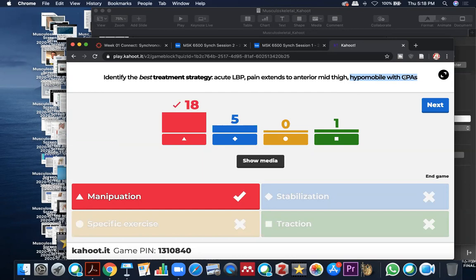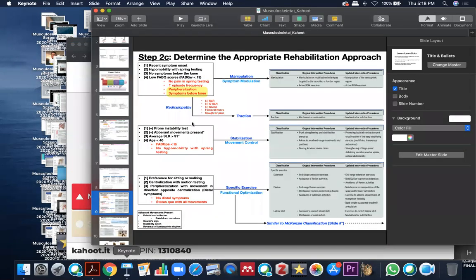Yeah, so Pius, that's good. Thank you. Both CPAs and then UPAs, which aren't mentioned here, are two different ways to do the spring test. And so if you look at, here we go.